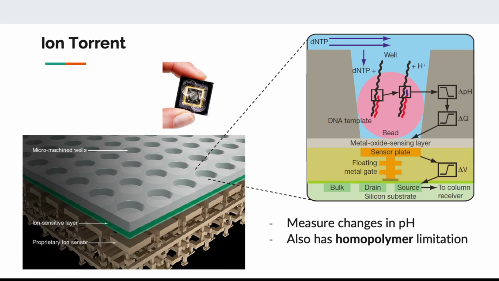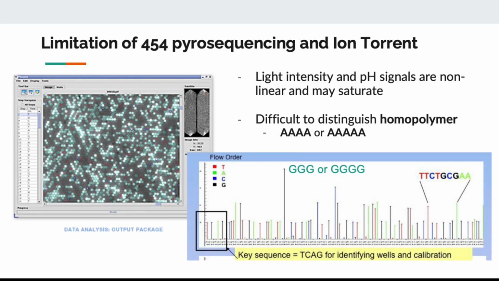Another technology, instead of using the enzyme to generate visible light, looks at the change in the pH instead. Because when a phosphate is generated, the pH will change. So you can monitor the change in pH to say whether the nucleotide is incorporated or not. These two technologies are similar in that they sense the product, the pyrophosphate, generated by the polymerization reaction.